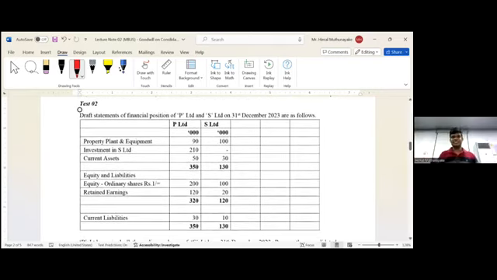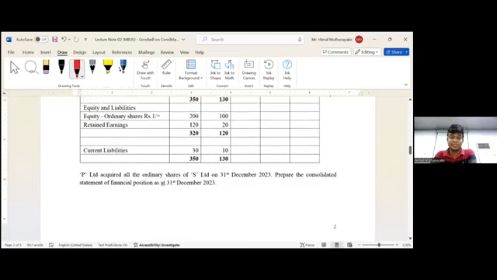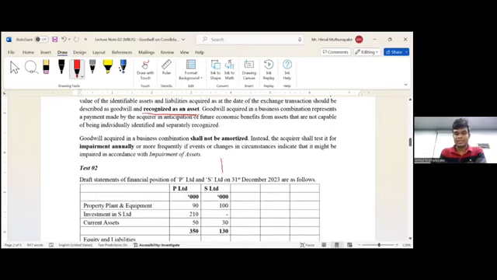So let's see whether it is clear or not. Now we have P and S Limited. P Limited acquires all the ordinary shares of S Limited on 31st December 2023. Prepare the consolidated statement of financial position. In this case also, P Limited acquires 100% of S Limited. So P Limited has control over S Limited, which means we need to prepare the group accounts, or the consolidated accounts.